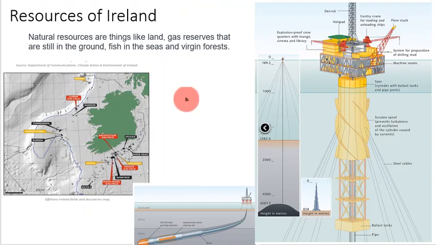So, some of the resources of Ireland. Natural resources are things like land, gas reserves that are still in the ground, fish in the sea, and virgin forests as well. These are what are known as natural resources. You're going to be doing a little bit of research. You're going to identify a natural resource in Ireland, and identify the science behind it: how do they extract that material, how do they use it. This is just one example of some of the natural gases that we use in Ireland.